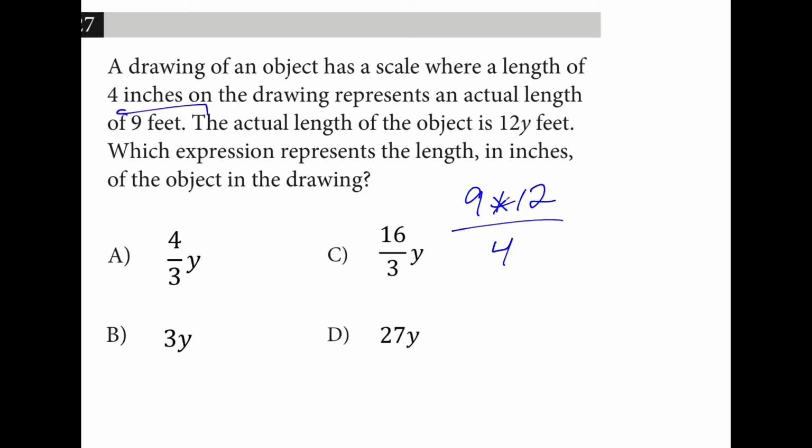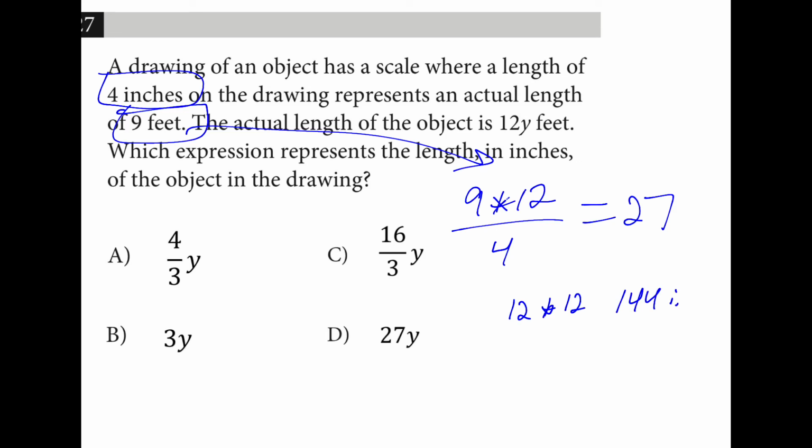If we look at 9 feet and convert that to inches, and we divide that by 4, we figure out that our scale factor is 27. So if we take 12 and we multiply that by 12, we have 144 inches. And we're going to divide that by a scale factor 27 to work backwards. So we have 5.3 repeating inches. In other words, 16 thirds.